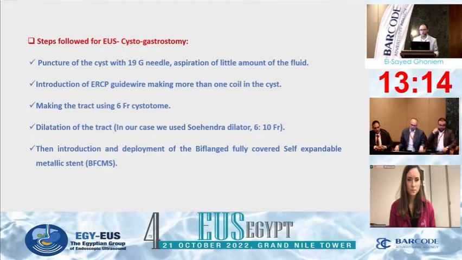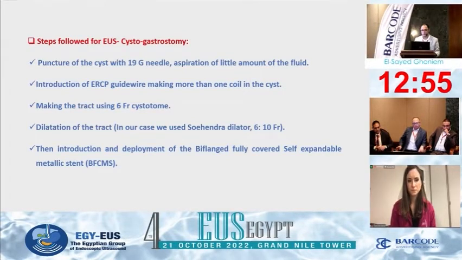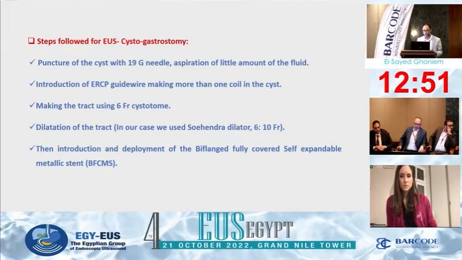0.035 guide wire. Try to make more than one coil. This is a large cyst, so we can do one or more coils, making the track using a 6 French cystotome, and then dilate the track. In this case, we prefer to do dilatation with Soehendra dilator, as you know, the balloon is very long, and so during exchange we may lose the wire in this large cyst.